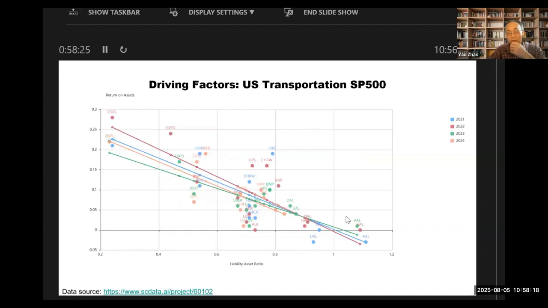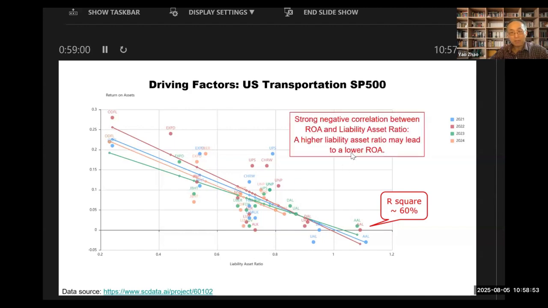Okay, now let's look at driving factors. For the US transportation industry, let's say including all transportation modes, for S&P 500 companies, we observe a strong negative correlation between the liability asset ratio versus return on assets. So that means with an R square of like 60%, if a transportation company is heavily in debt or has a lot of liabilities, that tends to drive down the return on assets. So a higher liability asset ratio may lead to a lower return on assets.